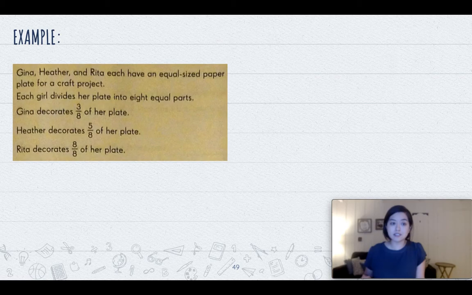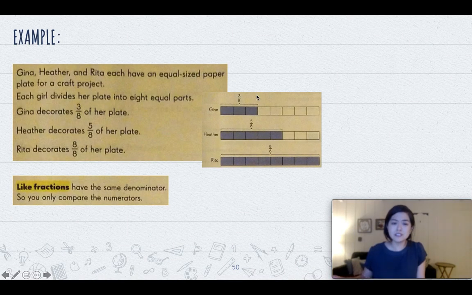Let's look at this example. Gina, Heather, and Rita each have an equal-sized paper plate for a craft project. Each girl divides her plate into 8 equal parts. Gina decorates 3/8 of her plate. Heather decorates 5/8 of her plate. Rita decorates 8/8 of her plate. So here is a model of Gina's plate, Heather's plate, and Rita's plate.